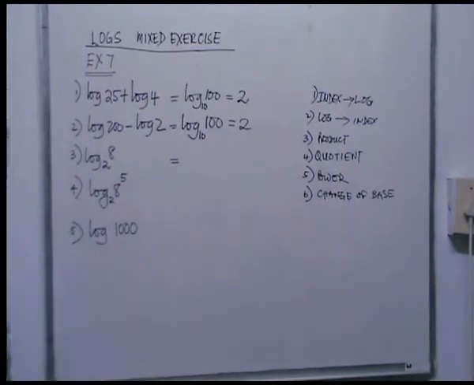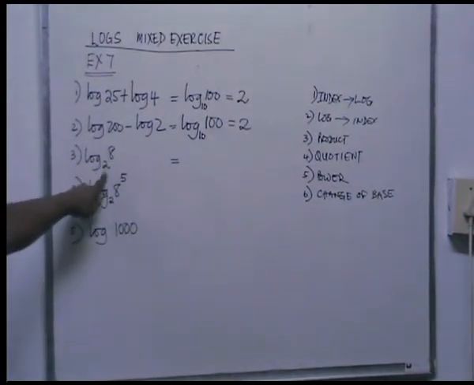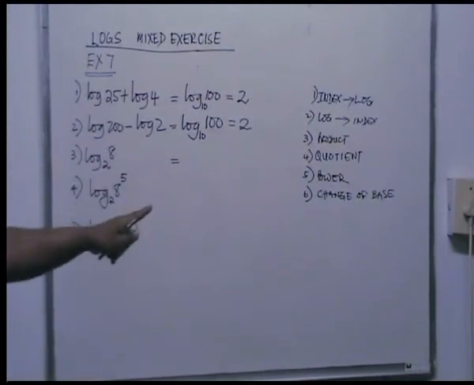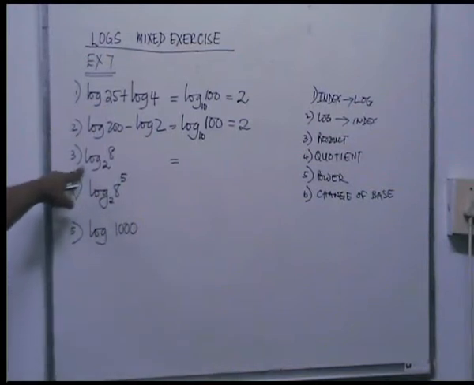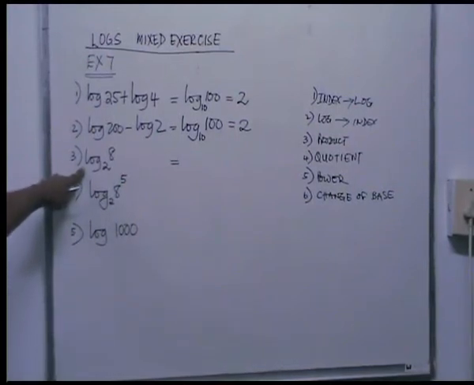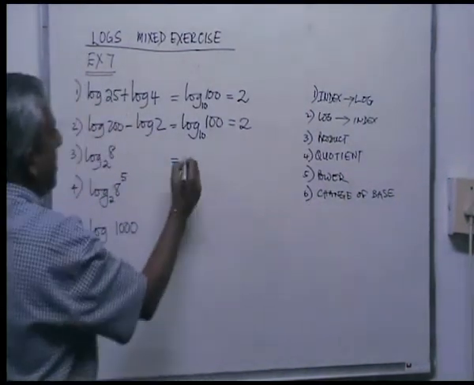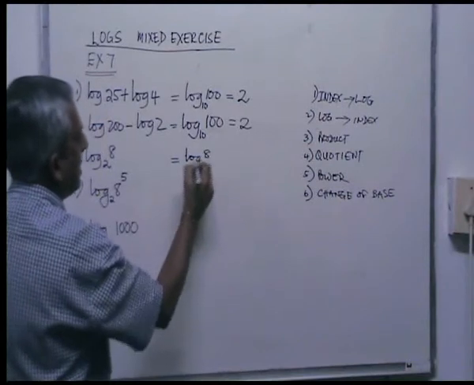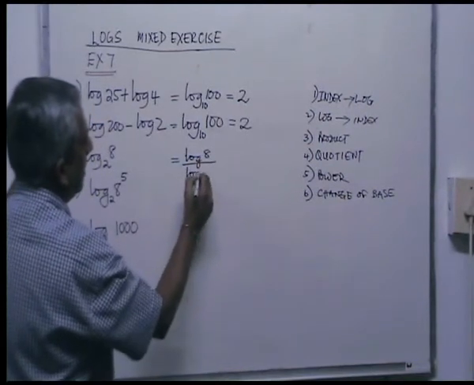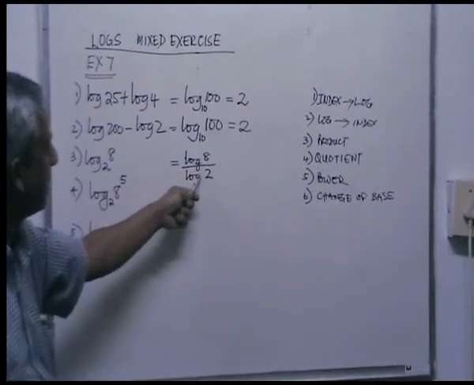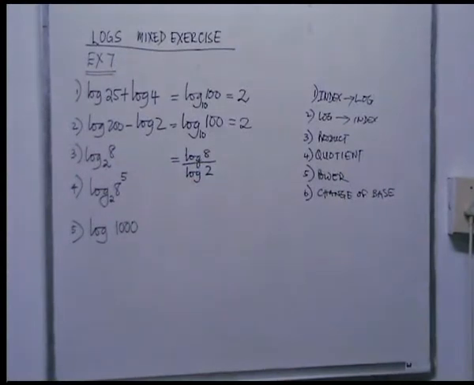Now, number 3. I want to know what's the answer for log of 8 to the base 2. And in this exercise, I'm allowed to use the calculator. And I've got those 6 rules to help me. So the best thing I can do here is to change the base. If I change the base on this, in other words, I'm using rule number 6, it will become log of 8 all over log of 2. I've changed the base. Now the base is 10 and 10. Now I can use the calculator.